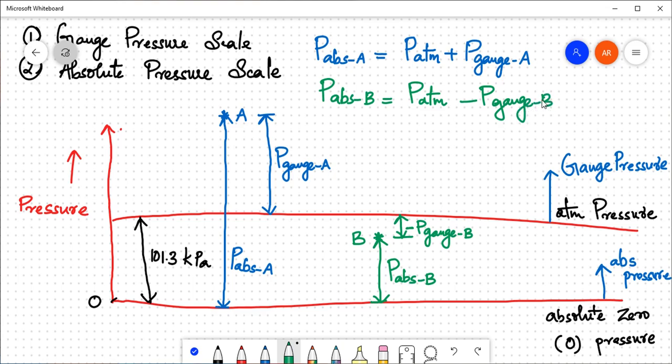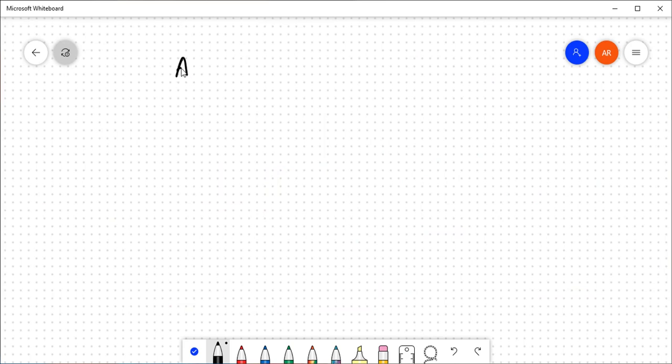Since point B is below the atmospheric pressure line, we will call it negative gauge pressure or vacuum pressure, and also we can call it suction pressure. So we can conclude that absolute pressure is measured with respect to absolute zero scale.